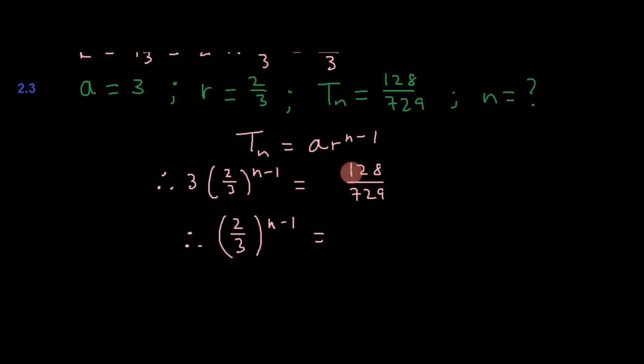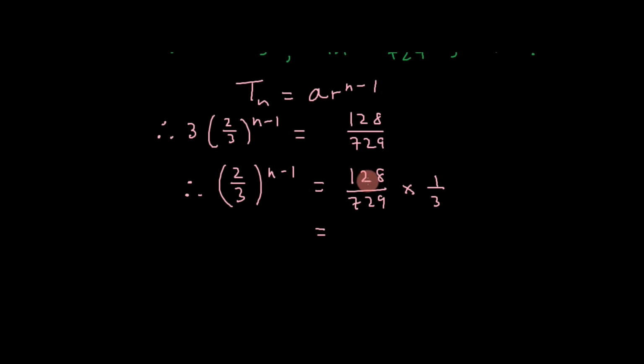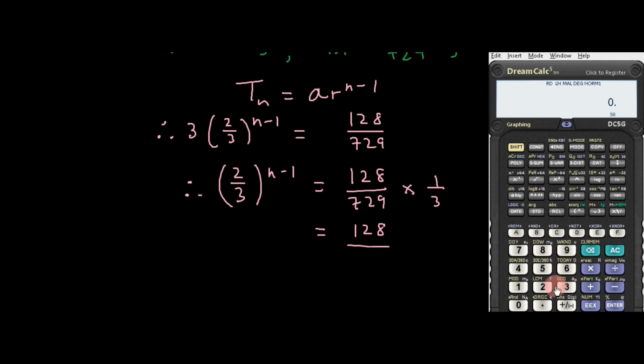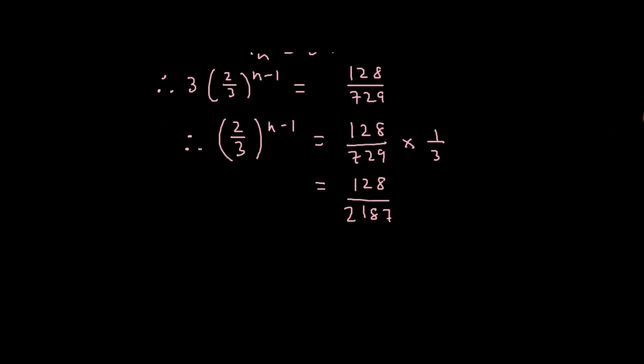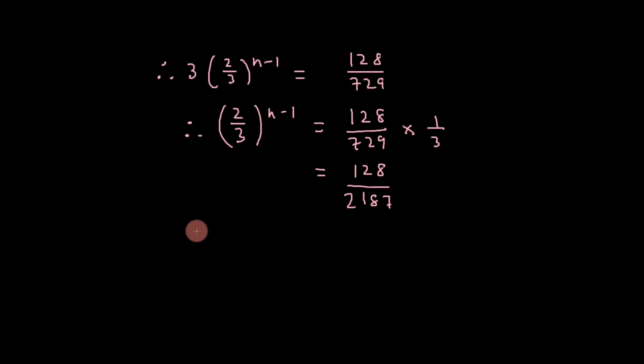Now 3 doesn't go into 128. So we're going to take 128 over 729 and multiply it by a third. So 128 times 1 is 128. And let's see what 3 times 729 is. It's 2187. And we're going to take the log on both sides again.